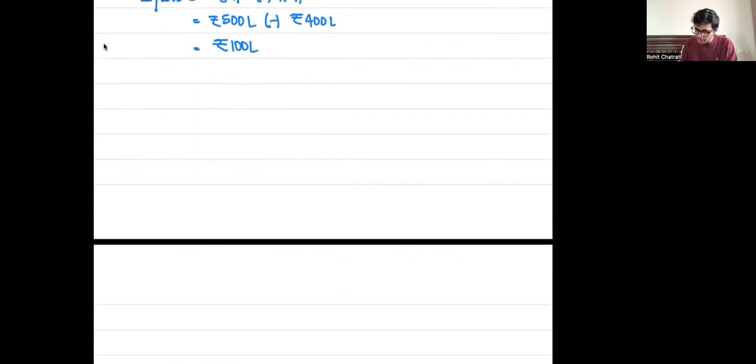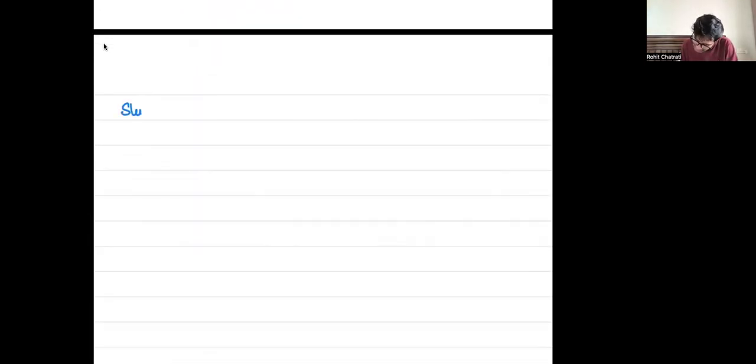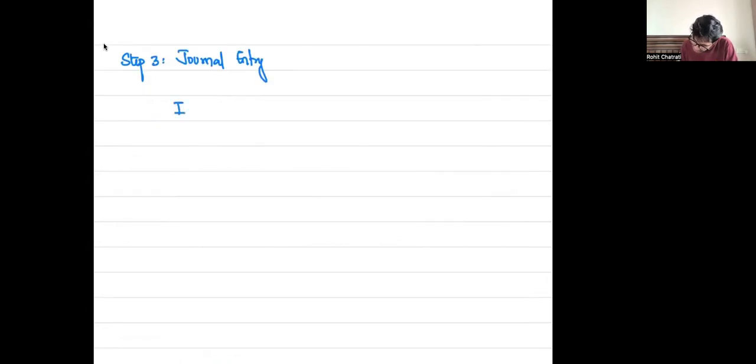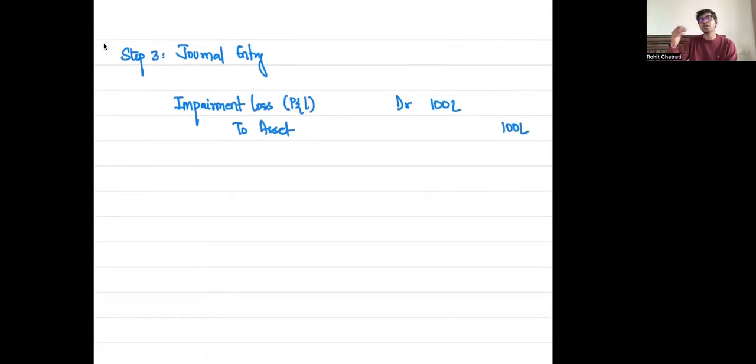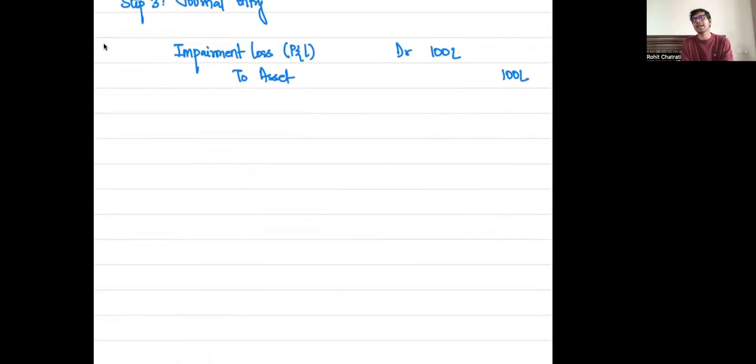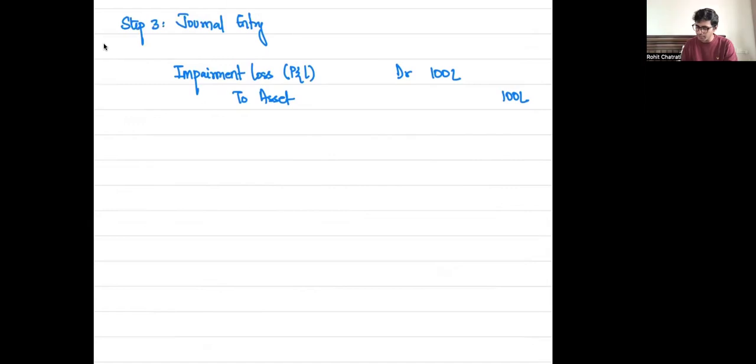All right, the question also specifically asks for journal entries. So I'm quickly just jotting down the journal entry as well. Step number 3, journal entry. It can be either impairment loss debit in the P&L account of rupees 100 lakhs, and then we credit asset 100 lakhs. So we're reducing the amount of asset by 100 lakhs, or alternatively, you can also have impairment loss in the P&L debit and credit accumulated impairment. Just like how you credit accumulated depreciation, you can also credit accumulated impairment. All right, so this is going to be the journal entry.